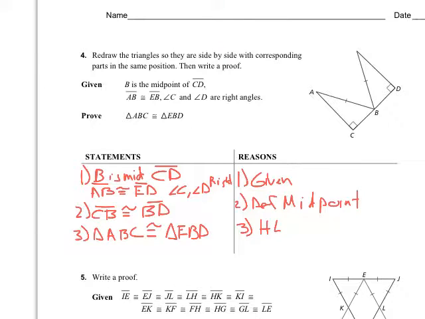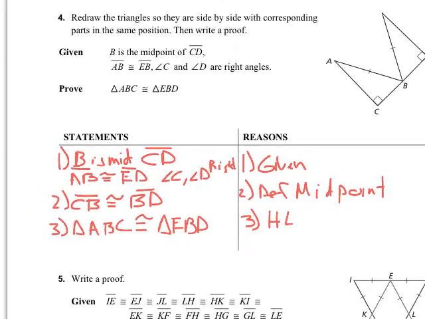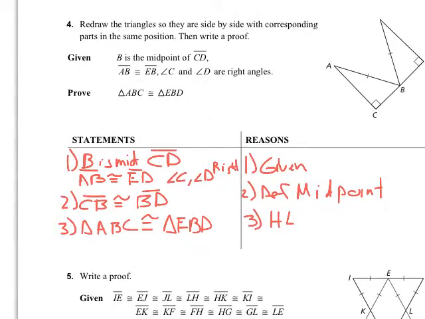Okay, pretty simple, 3 steps. The first one is the given. And the given tells you B is the midpoint. And then it also gives you a side, right? AB and BE. Oh, I wrote that down wrong. That's why I'm confused. This was EB, not ED. Sorry.